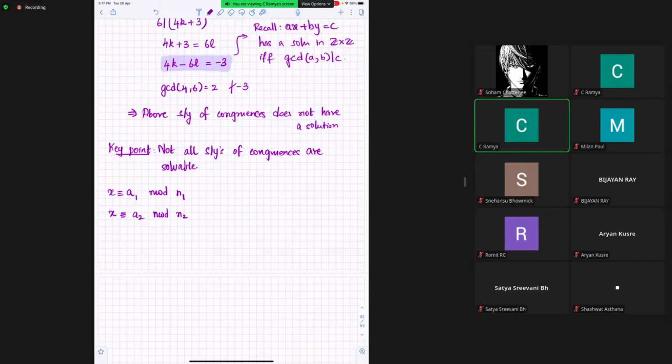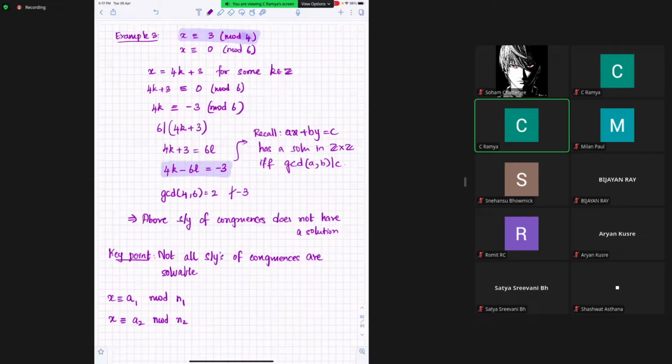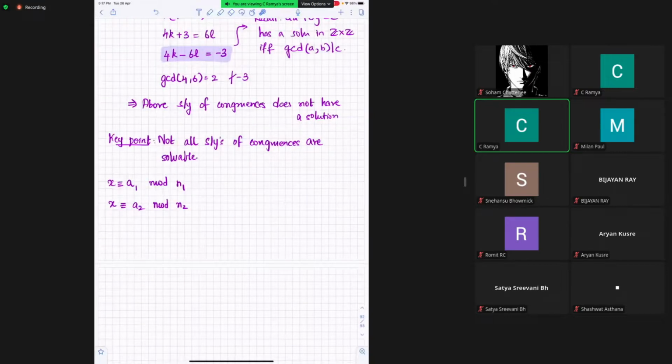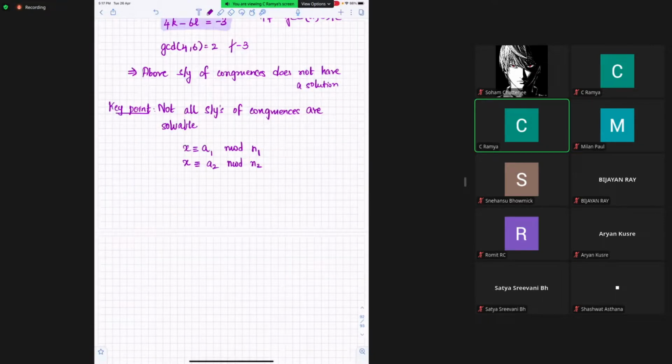So can someone see what should be true? Like what wasn't true here that is true in the other examples? N1 and N2 are co-prime. So let's try to see why this condition should be true. Let us try to do the back substitution and see what happens.